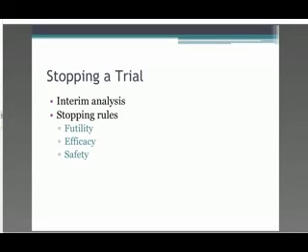comparator is, and it's unethical to continue enrolling patients onto the test agent, or the non-test agent, because it's so clear that the test article is so much better than what they're being randomized to. It can also be stopped for safety. If there's a safety signal, where it's clear that patients are having serious adverse events or what have you from the test arm, then the trial needs to be stopped.